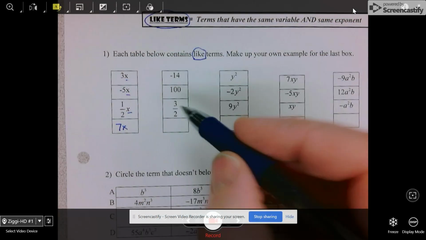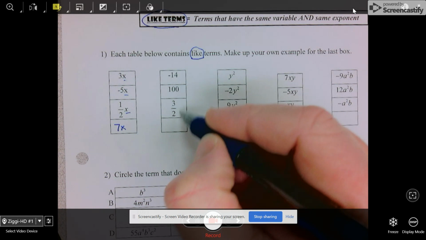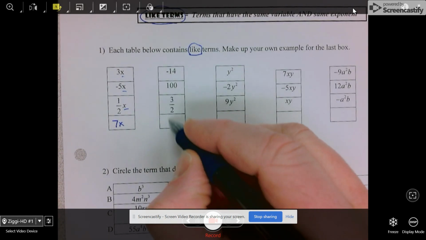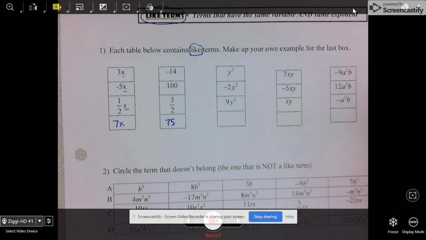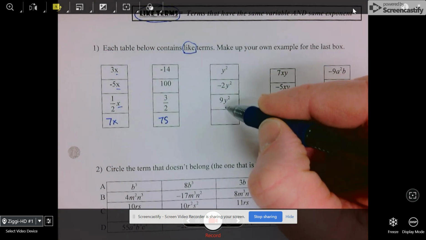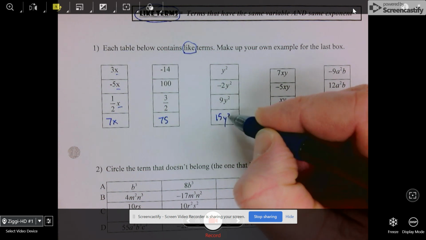Second one, all numbers. Notice there's no variable here. It's really x to the 0 power. So any number here would do. Make up whatever you want. These are all y squareds. So 15y squared, 20y squared, whatever you decide to do.